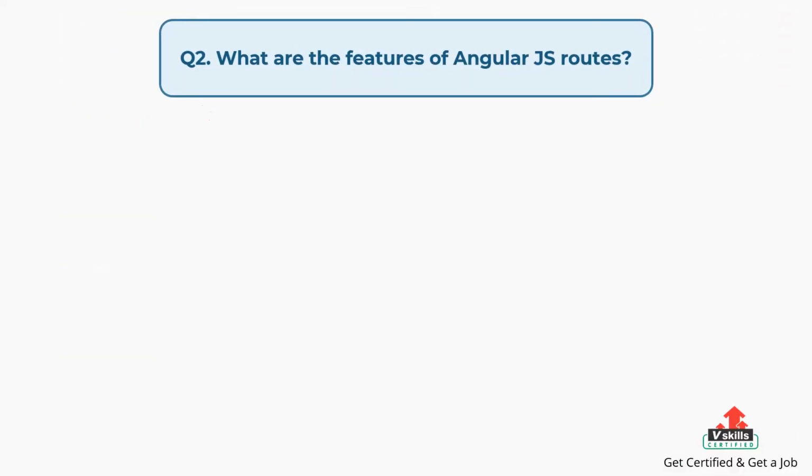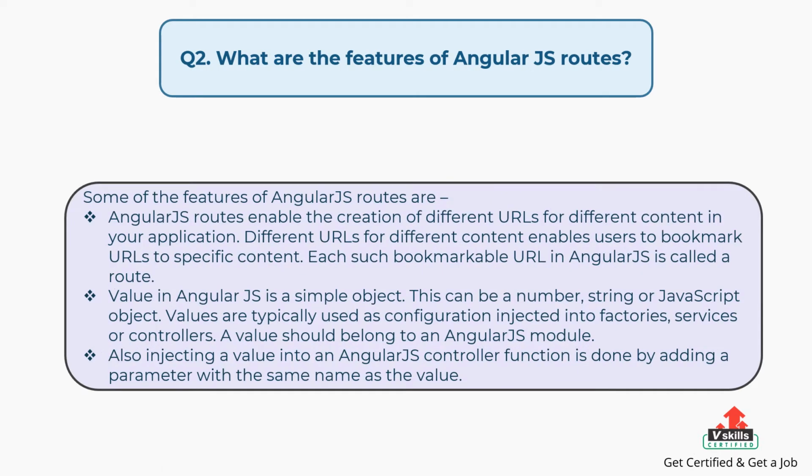Question number 2. What are the features of AngularJS routes? The answer is, some of the features of AngularJS routes are: first, AngularJS routes enable the creation of different URLs for different content in your application. Different URLs for different content enables users to bookmark URLs to specific content. Each such bookmarkable URL in AngularJS is called a route.